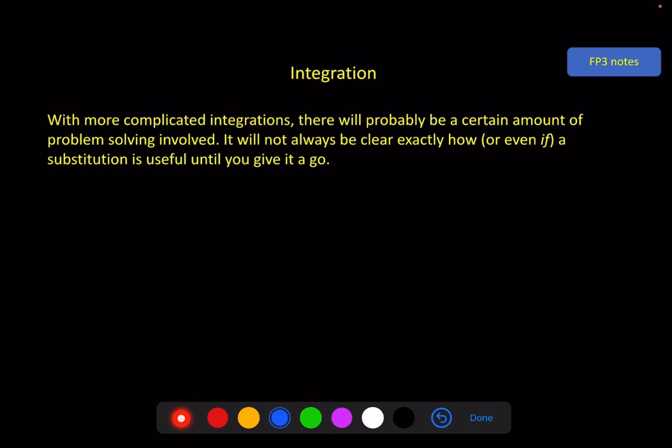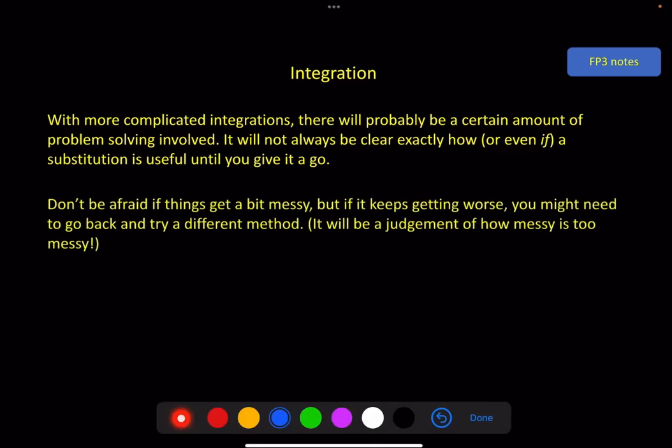So it's worth noting that with more complicated integrations, there will be an element of problem solving, because you might not always know which substitution to use, which one's going to work, which one's going to be easier, until you just give it a go. And sometimes, yes, they will get messier before they get better. But if it keeps getting worse, messier and messier, you might need to accept defeat and go back and try something different. And that's very much a judgment. You'll have to judge for yourself how messy is too messy.